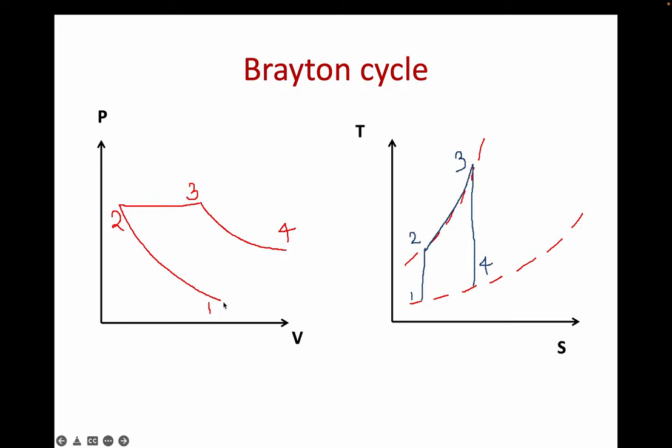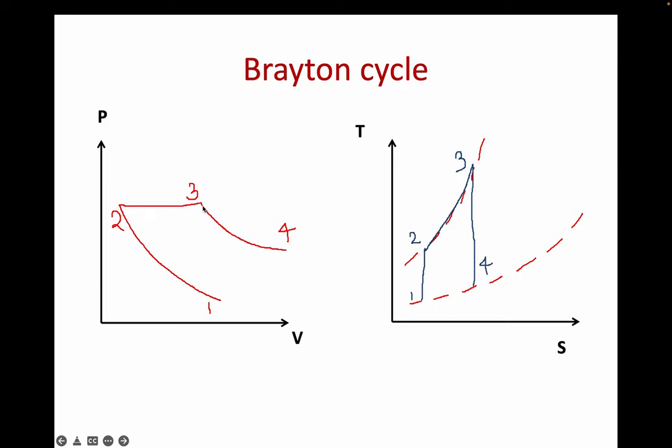So first we have an isentropic compression. You can see in the PV diagram we have this isentropic line from 1 to 2, and in the TS diagram we have this 1 to 2 line which is at constant entropy, and then we have isobaric combustion, that is from 2 to 3. You can see it is a constant pressure line, and in the TS diagram the red lines which are drawn here are the isobaric lines. So again 2 to 3 indicates the isobaric combustion.